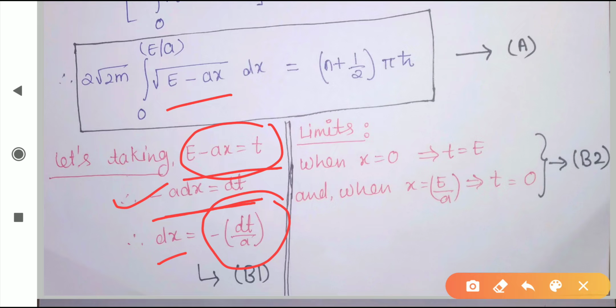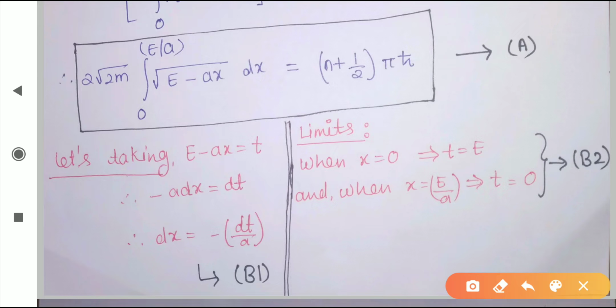Clear? So now obviously the limits will also change, so we will find the limits at 0 and e by a. When the value of x is 0, what value of t will we get? If x is 0, obviously the whole term becomes 0 and t will be equal to e. That is, we get t equal to e simply. Now when the x value is e by a, when you put x as e by a in this equation, you will get the value of t as 0. Let's see. Here we have what?